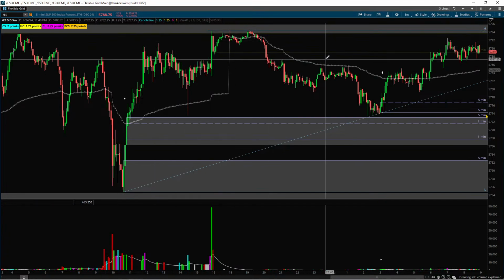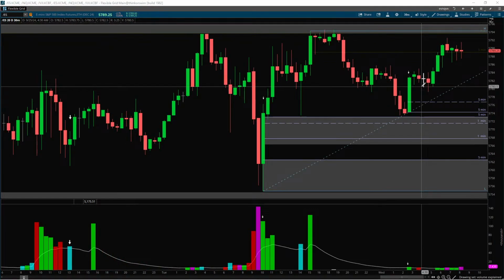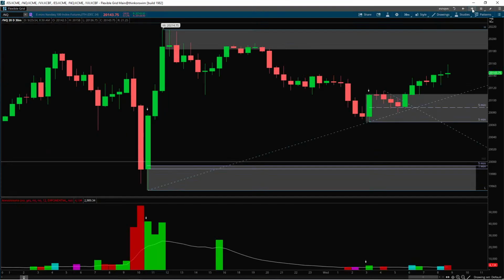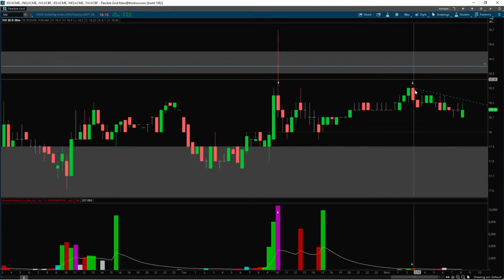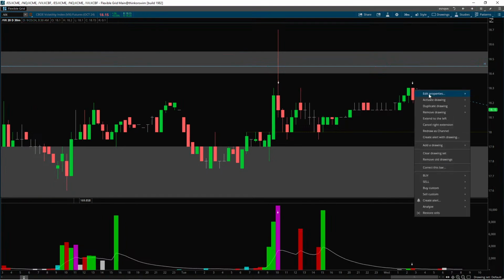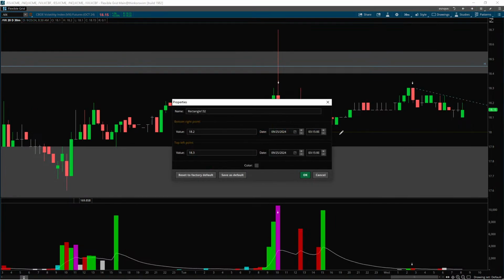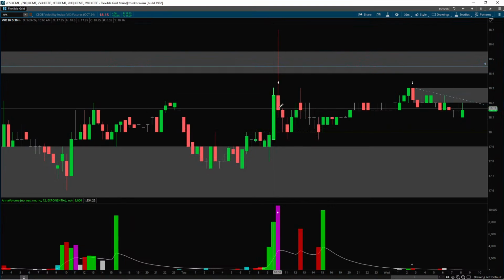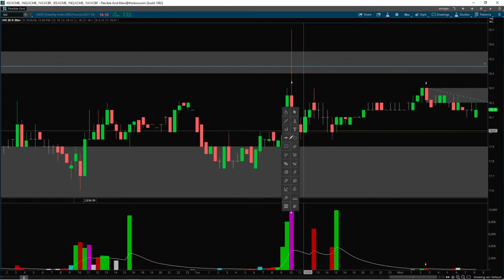ES is holding something way above, so I think I'm about done with ES and NQ. Let's go to VIX. We'll mark this like that. I'm tired, huh? And I wonder if I can go lower into this and find something.